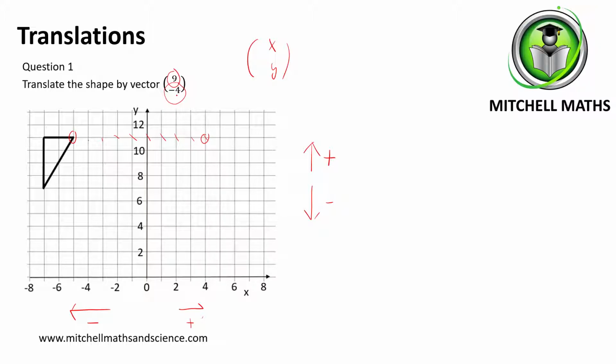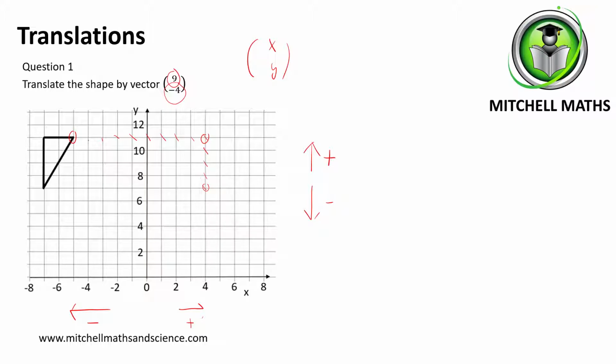And then we've got minus 4. If the Y value is a minus, we move it in the negative Y direction, which is downwards, then we'd count minus 4, 4 down. 1, 2, 3, 4. And that point there would be, so that corner would be that point there. And sometimes you'll be able to see, basically we're just drawing the triangle exactly the same as it's shown here, with that point there.